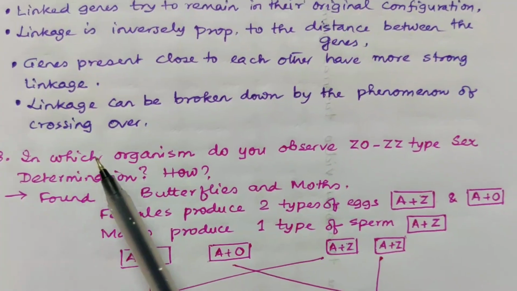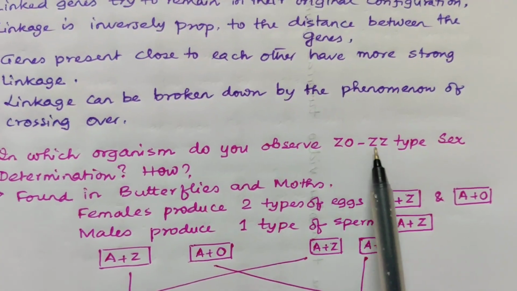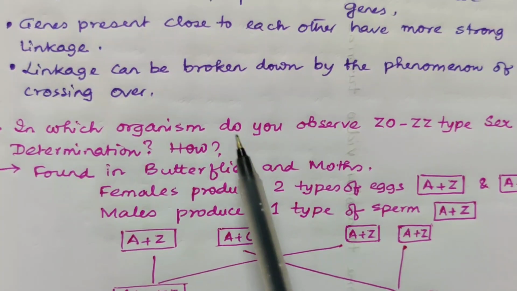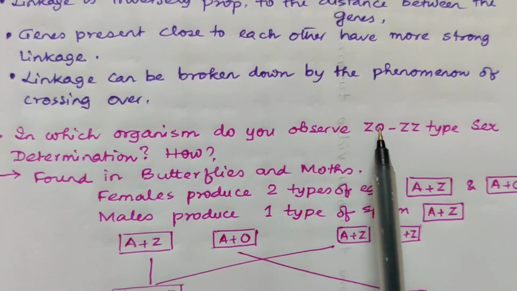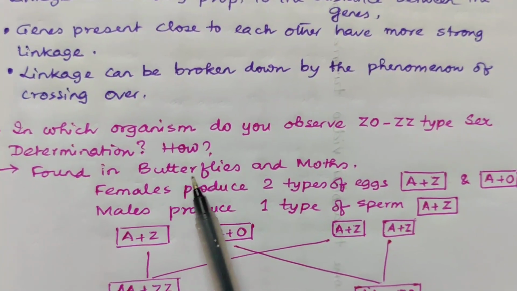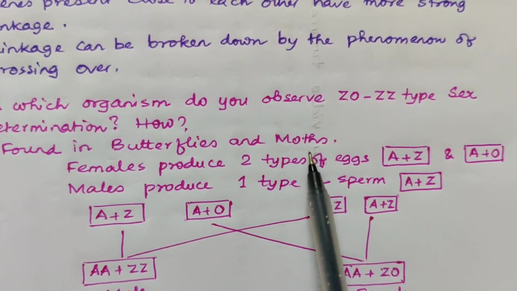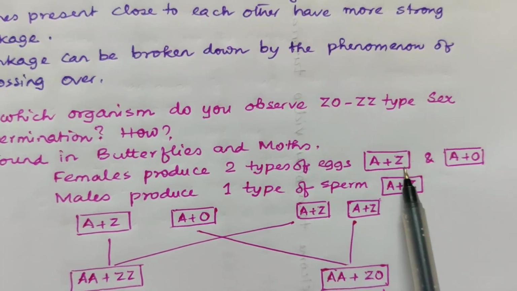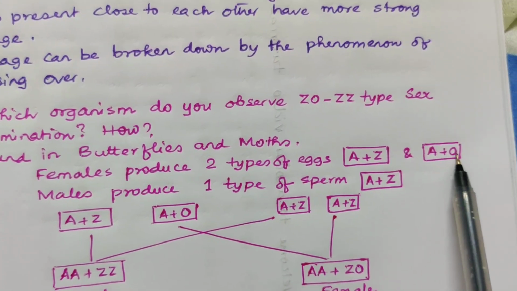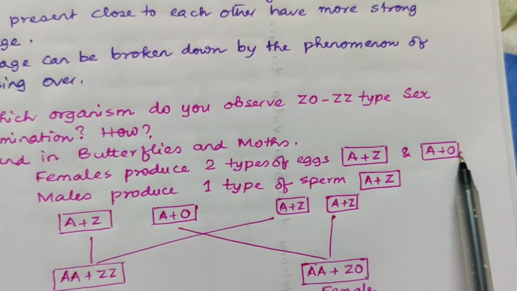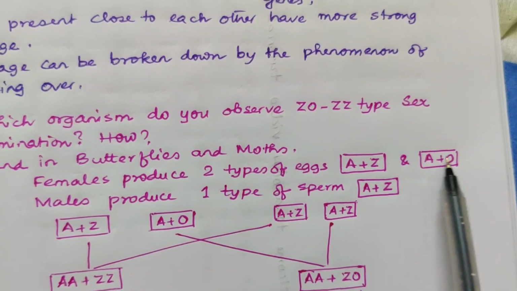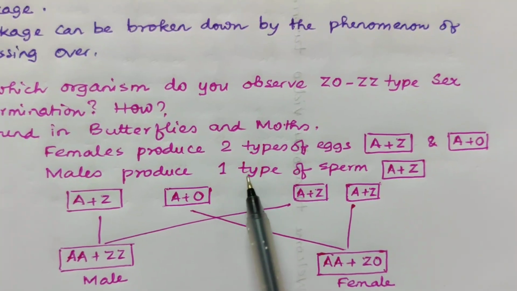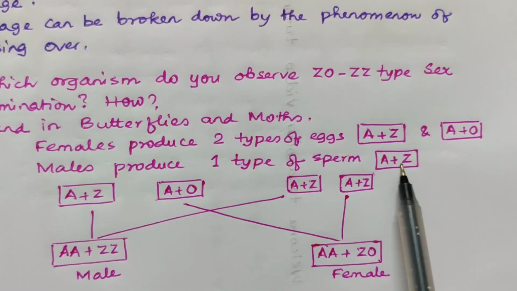Question number 8. In which organisms do you observe ZO-ZZ type of sex determination? How? Basically, ZO type is found in butterflies and moths, where females produce two types of eggs. One is A plus Z, another is A plus 0. 0 means having no Z factor. The males produce only one type of sperm, that is A plus Z.